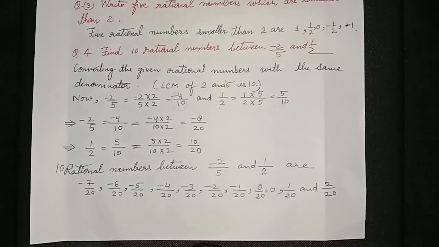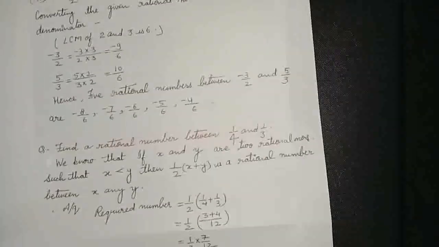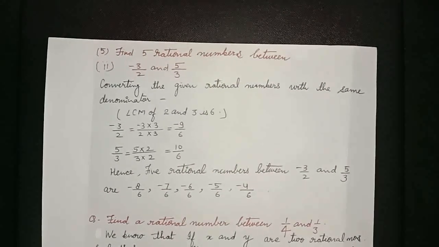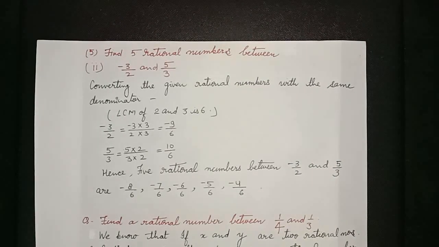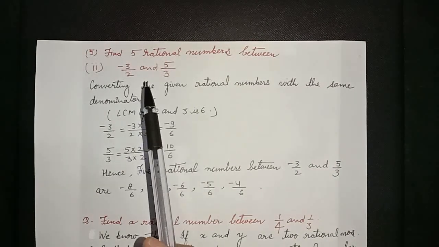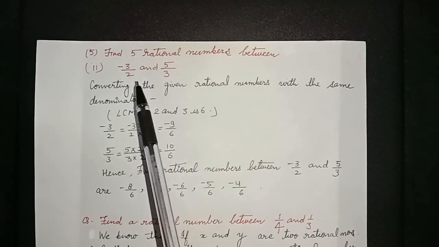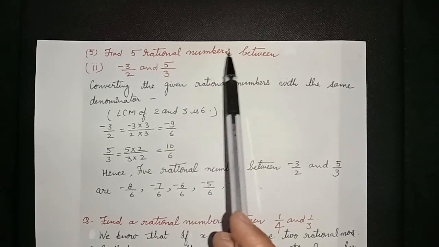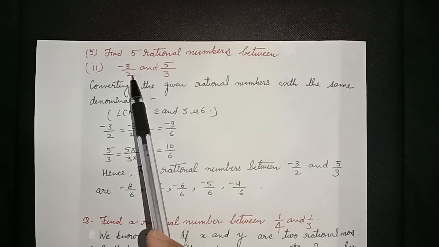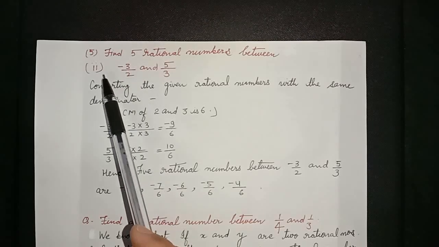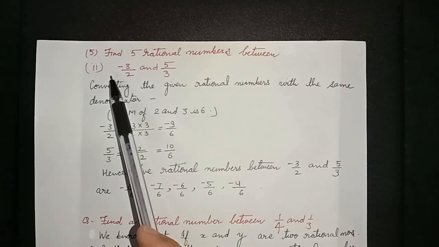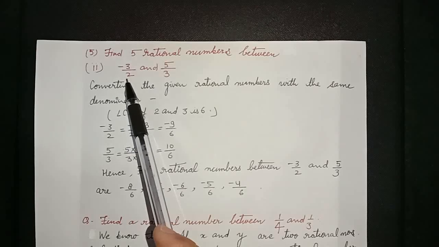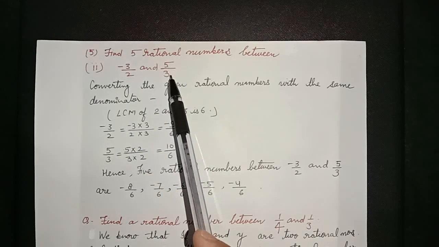Okay. Now we'll start question number 5. Question number 5 also we have to solve like question number 4. Here you have to write 5 rational numbers between the given two rational numbers. The second part of this question I am explaining. Question is find 5 rational numbers between -3 by 2 and 5 upon 3.